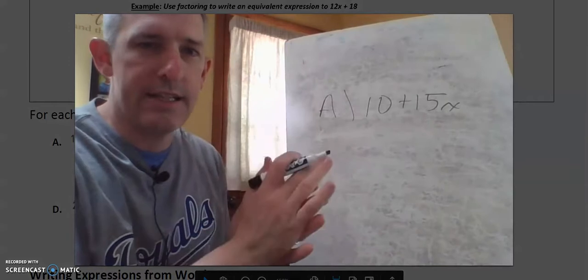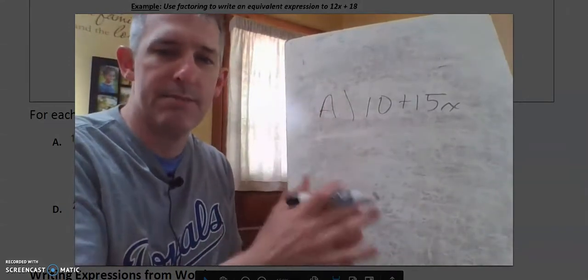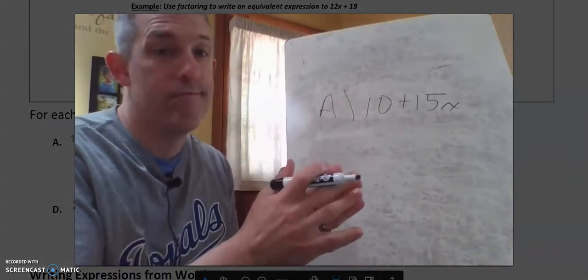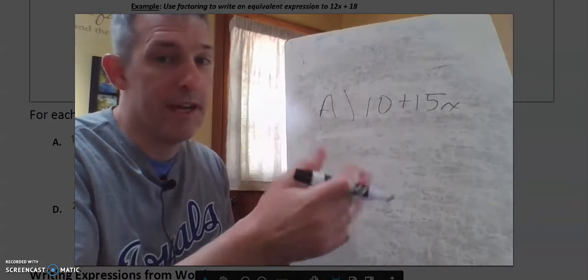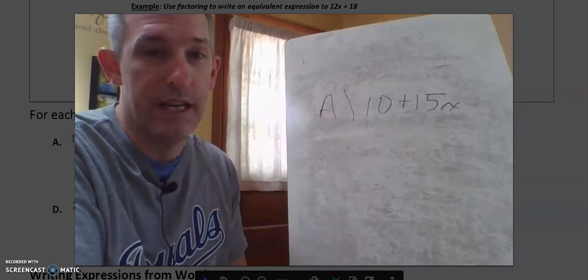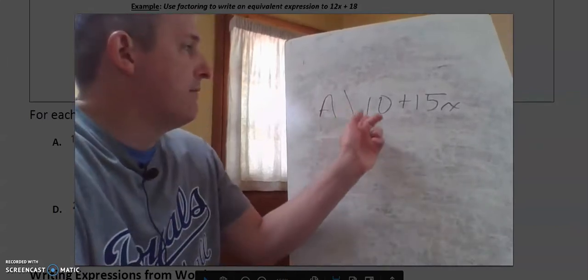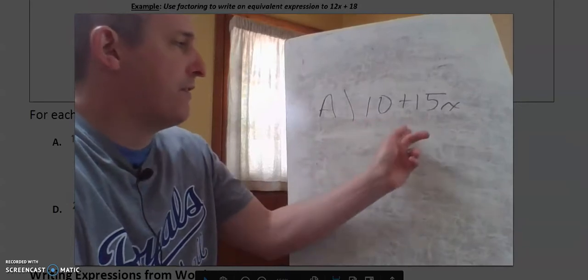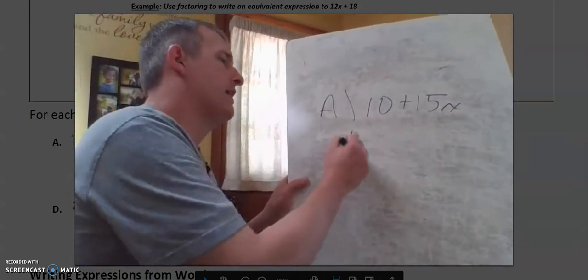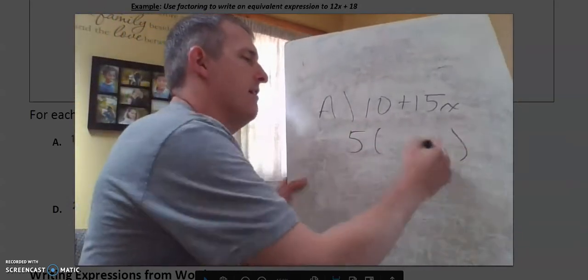Well, I need to look at the 10 and I need to look at the 15 and ask myself, what do they have in common? First thing that comes to my mind is 5. Is there anything bigger than 5 that goes into both 10 and 15? Can't think of it. 5 goes into 10, 5 goes into 15. So 5 is what we're going to write on the outside of my parentheses.